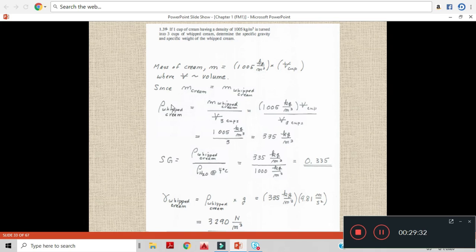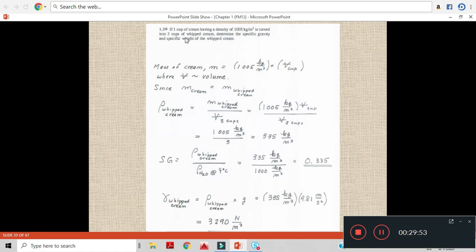So now you know the density of the whipped cream. Once you know the density of a fluid, you can easily find the specific gravity, because you know the standard density of water. So you divide by the standard density of water, that is 1000, and you will end up with 0.335 specific gravity.